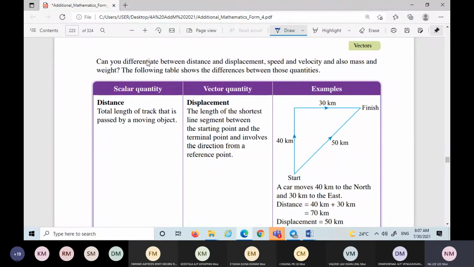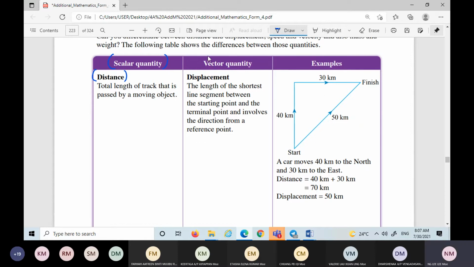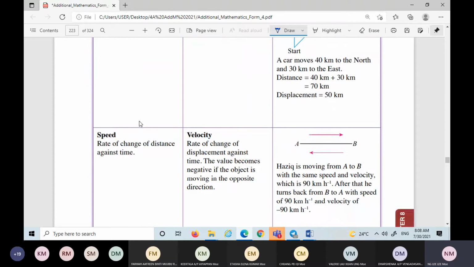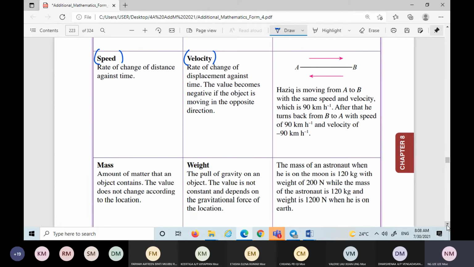So write an example for scalar quantity: distance. And then the brother sister for distance, scalar is distance, for vector quantity is displacement. Then for scalar quantity speed, the brother sister for the vector quantity is velocity. And then mass and weight. So this one you write as examples.